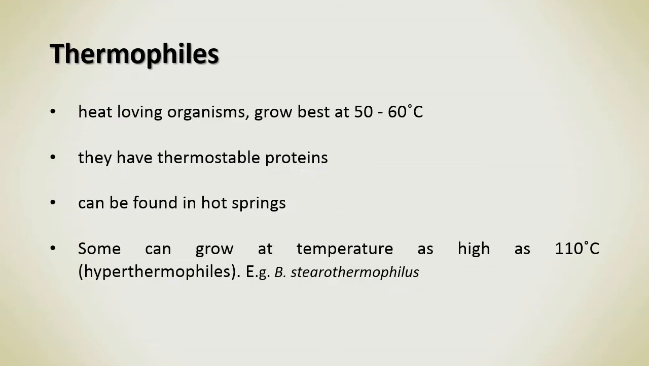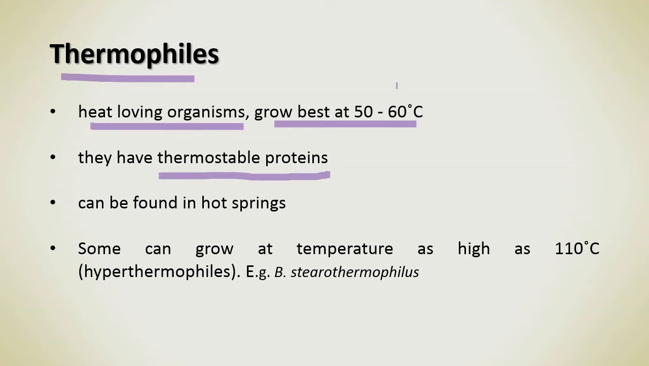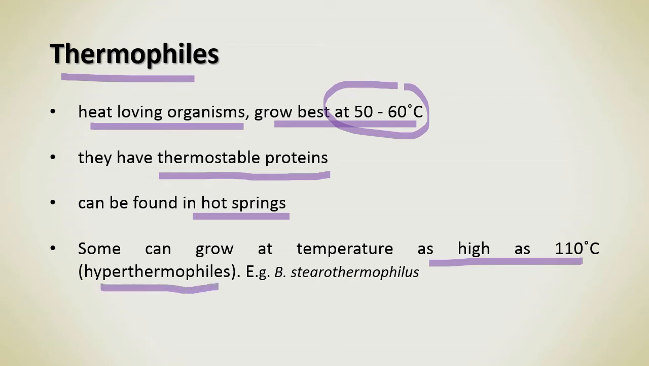Okay, the last one is the Hyperthermophiles. Hyperthermophiles are organisms that love high temperature, and usually they grow best at 50 to 60 degrees, due to the fact that they have thermostable proteins that allow them to grow at a high temperature. Usually these bacteria can be found in hot springs. Some bacteria can grow at temperatures as high as 110 degrees, and these bacteria we call hyperthermophiles. An example of thermophiles is Bacillus thermophilus.